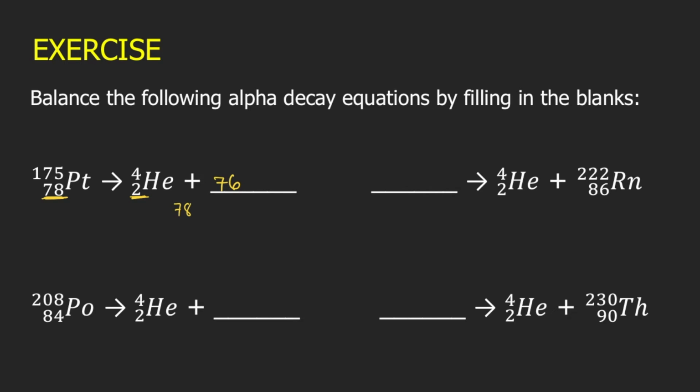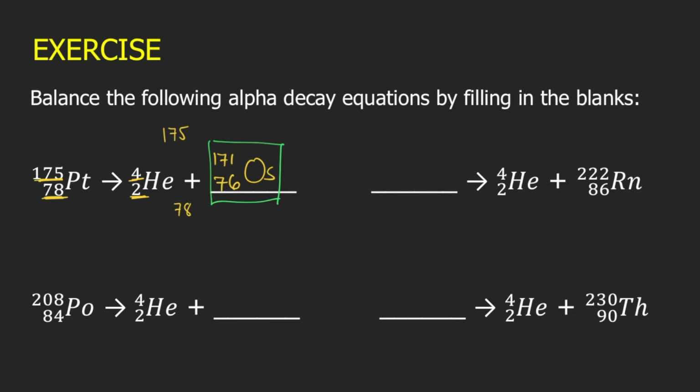Okay? And you know that this number is the atomic number of the element. So what is the 76th element in the periodic table? That's osmium or Os. Now let's balance the mass number. On the left side, we have 175. On the right side, we have 4 plus blank. So what should you put in the blank? Obviously, it's 171, because 171 plus 4 is 175. So the answer for the first one is osmium 171.